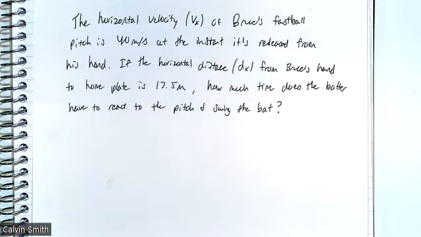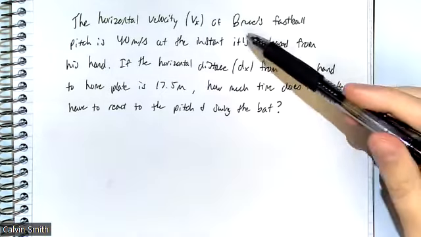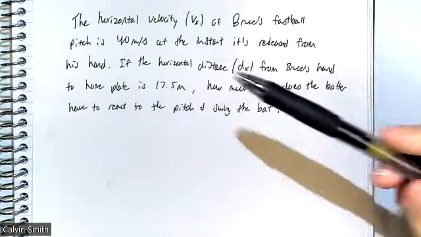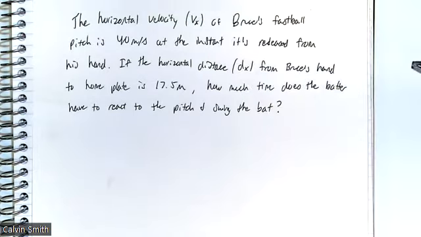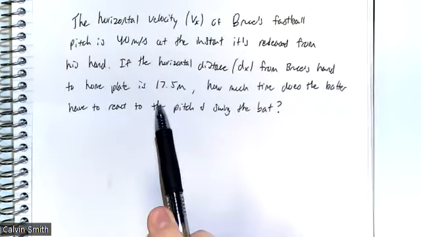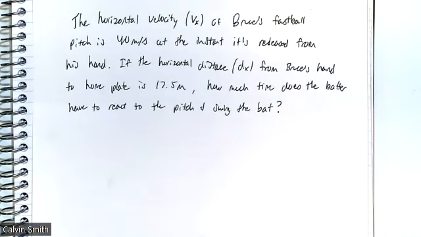Alrighty. This will be our first problem for chapter 2. At this point, I probably pause and rewrite the question. All right, so the horizontal velocity of Bruce's fastball pitch is 40 meters per second at the instant it's released from his hand. If the horizontal distance from Bruce's hand to home plate is 17.5 meters, how much time does the batter have to react?